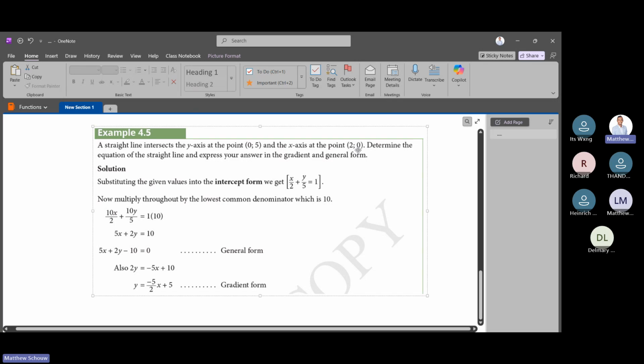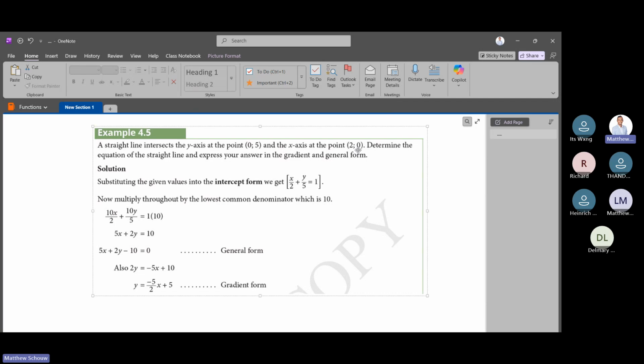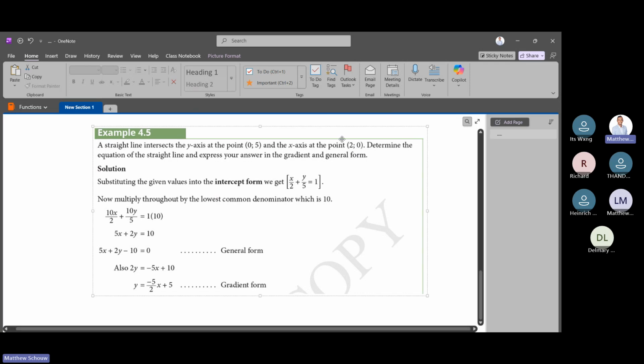What's key here, and I want to show you what the one we just did now, is that to use that equation, we must make one value 0 to get the other value: make the x value 0 to get the y value, and make y 0 to get the x value. So it looks something like this. That's what's key here. Then determine the equation of the straight line expressed in gradient form. Once you do that, you basically plug in those intercepts. x was 2, y was 5, and you make it equal to 1. What they then do is look for the common denominator of the two, and that's obviously going to be 10.